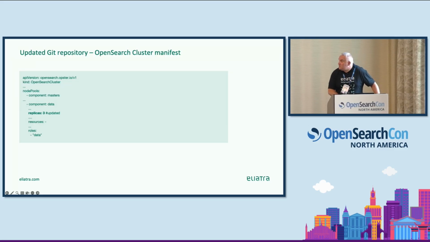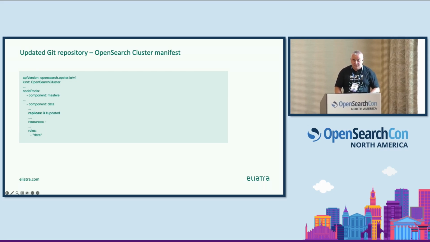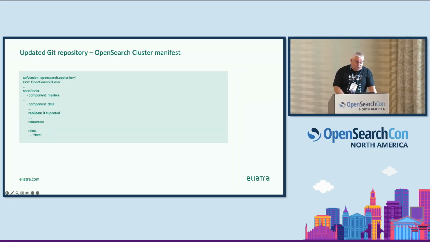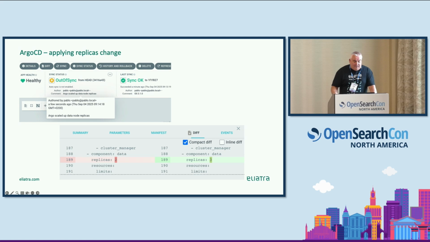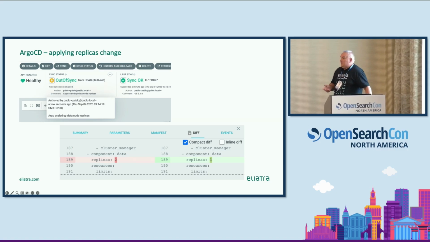So this is the updated Git repository. The replica count has changed to 3. I'm going to show you that also in the demo. And at the end, ArgoCD will pick up the change automatically. It will find it's out of sync. We will be able to see that also in the diff view, that the replica number has changed and it needs to be updated. So when you have ArgoCD set to auto, you basically don't have to do anything, just wait.